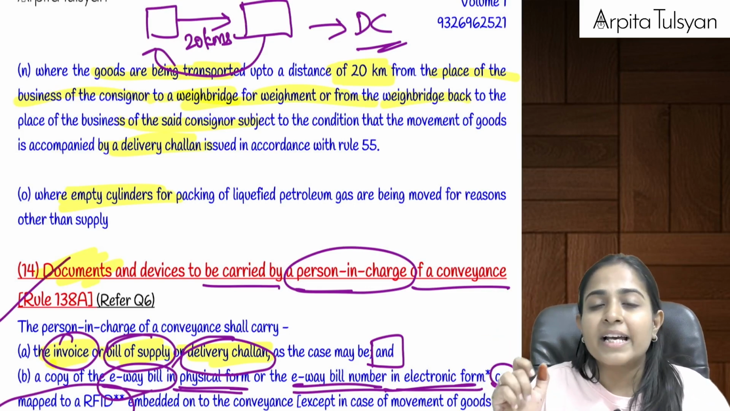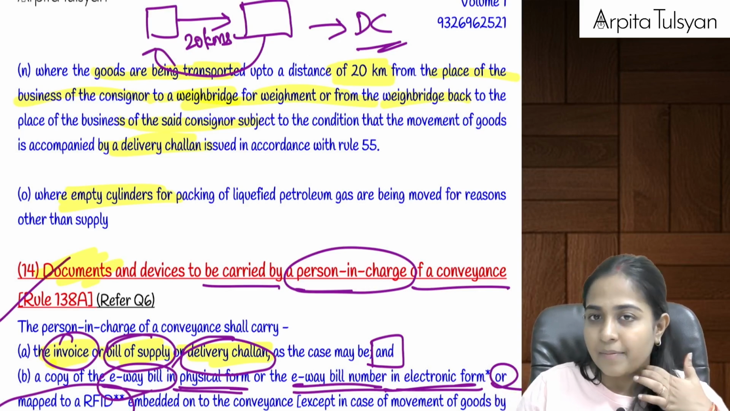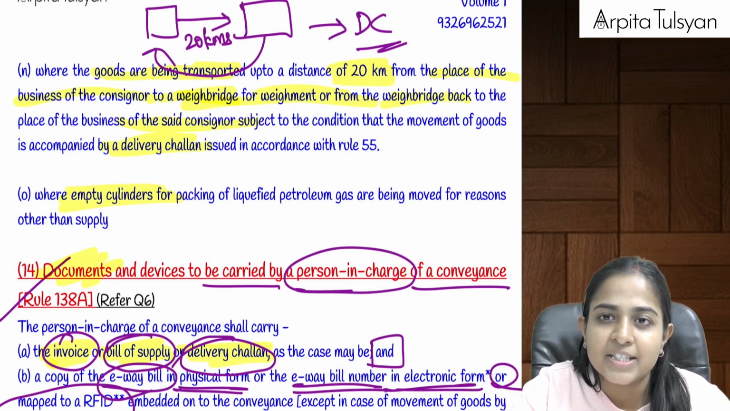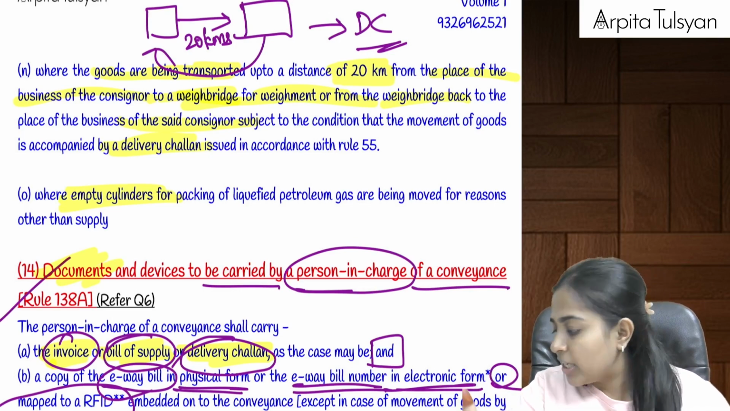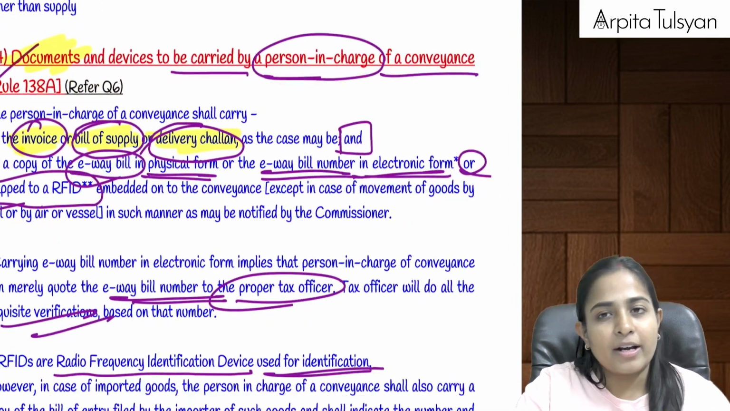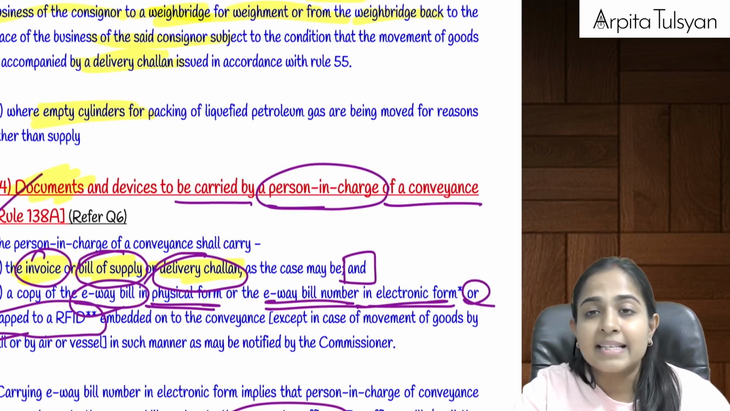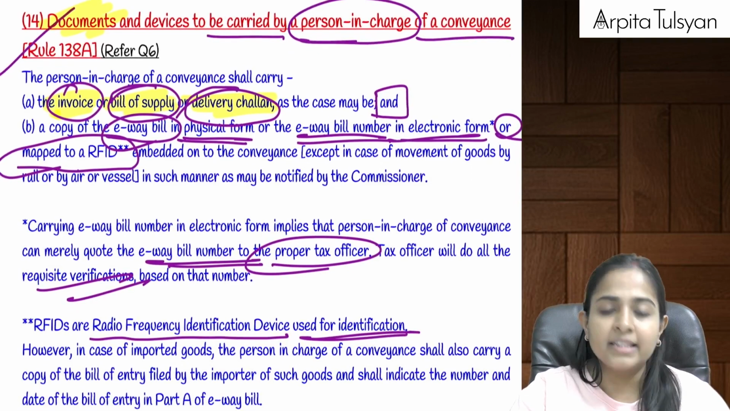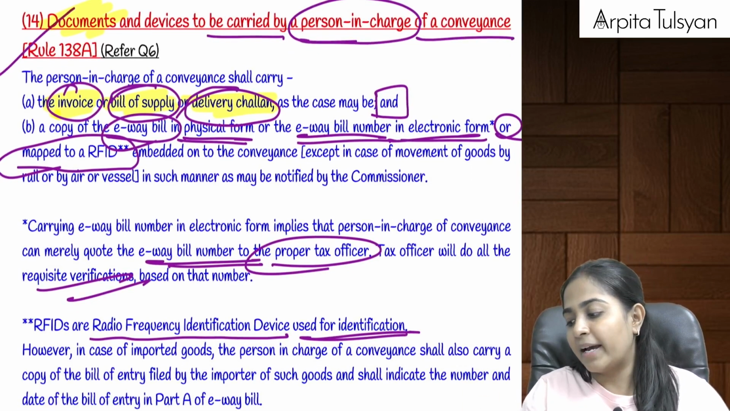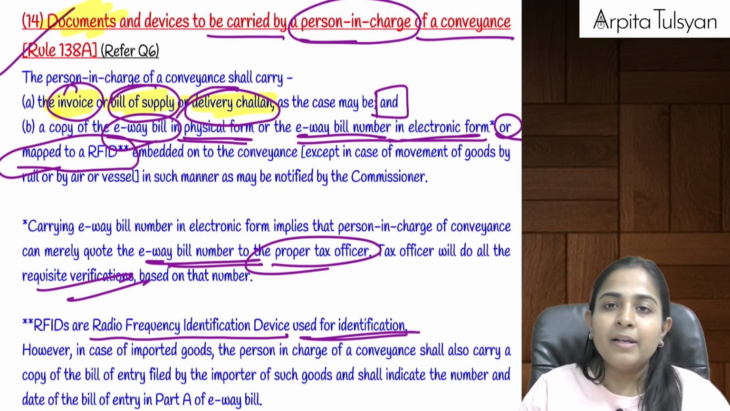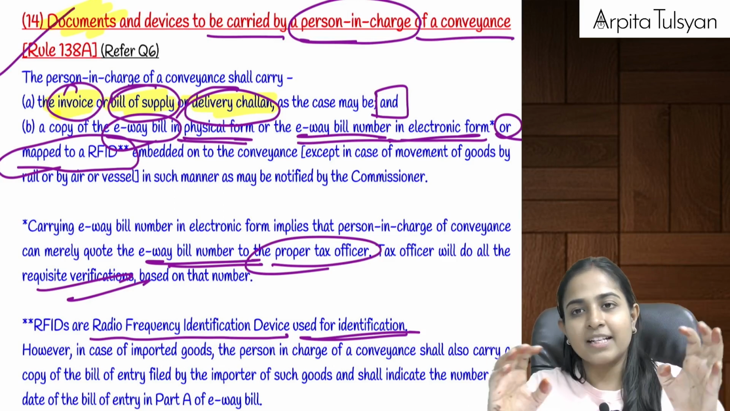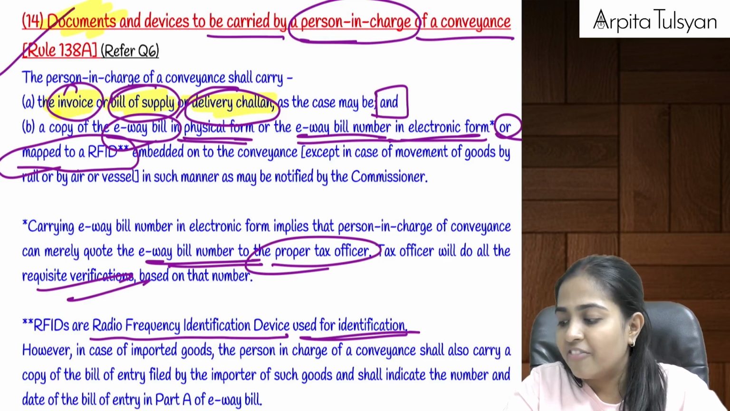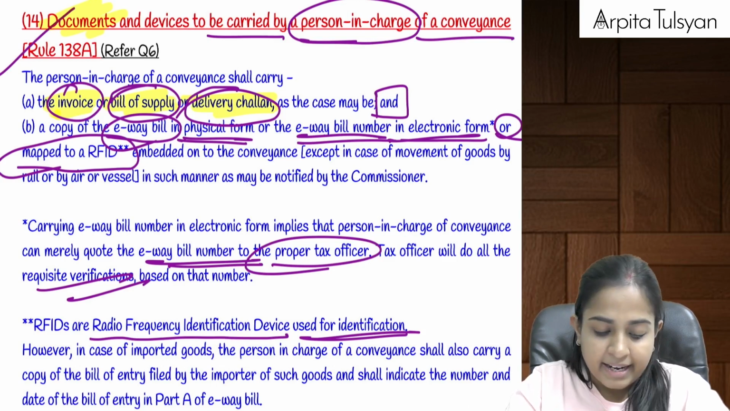Then if the goods are accompanied with a delivery challan, since this is for other than supply purpose, it should be accompanied with a delivery challan. If it is accompanied with a delivery challan, then in that case an e-way bill is not required. Similarly, empty cylinders being moved from one place to another, obviously for other than supply, again an e-way bill is not required. These were certain points for which e-way bill generation is not required. No need to check the value also, right?